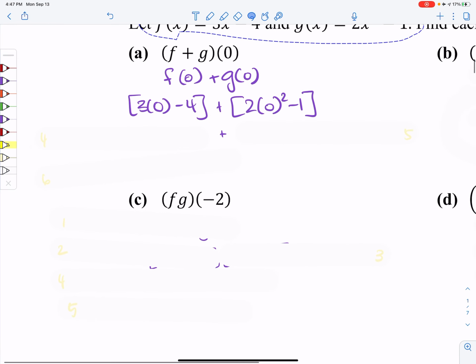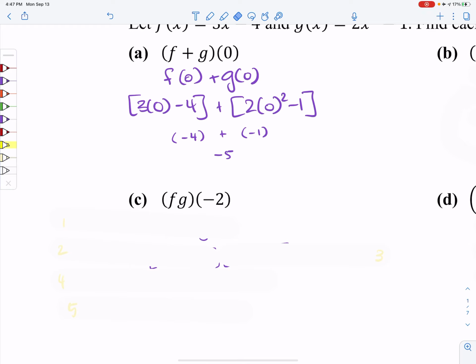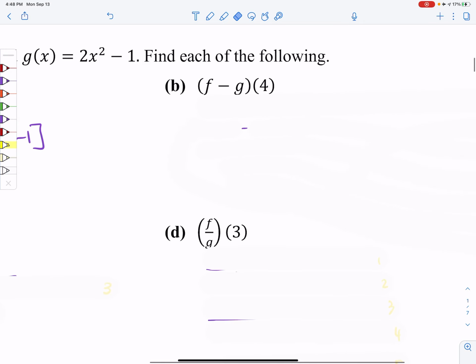So now we're going to follow the order of operations. So we're going to multiply and subtract here in our first group, and we'll do powers, multiplying and subtracting in our second group. So multiplying, you get 0 minus 4, which is negative 4. And then here, 0 squared is 0 times 2 is 0 minus 1. And then you just simply combine like terms, so you have a negative 5. All right, let's go over to part B.